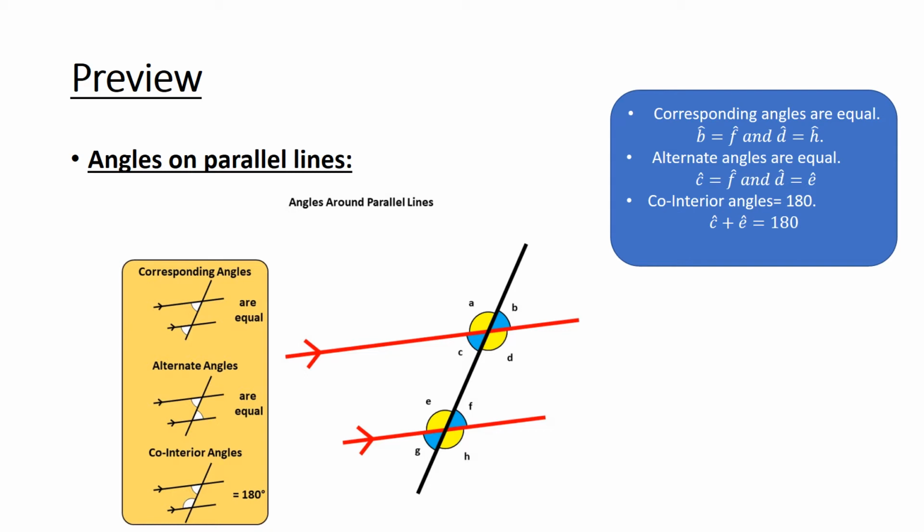Now finally the co-interior angles. These angles are formed in between the parallel lines and on the same side of the transversal. Their sum is 180 degree. That is, they are supplementary. See your diagram. Here angle F plus angle D is equal to 180 degree. And on the other side of the transversal, angle C plus angle E will also be equals to 180 degree.